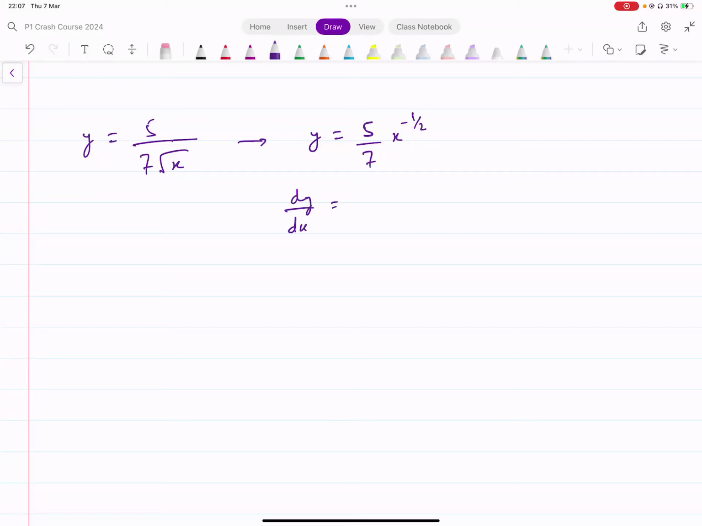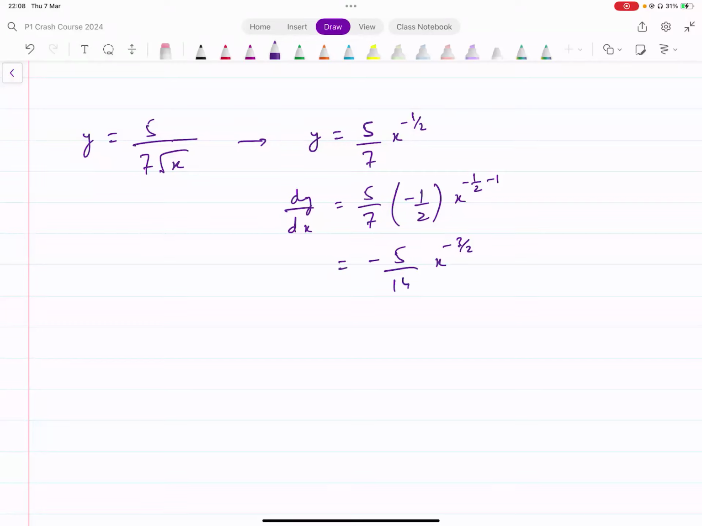The constant 5 over 7 remains as it is. We multiply by the power, which is minus 1 over 2, and we subtract 1 from the power. Minus 1 over 2 minus 1, what does that give us? Minus 3 over 2. We simplify this, and that's minus 5 over 14 into x raised to power minus 3 over 2. That's the derivative that we get from this.